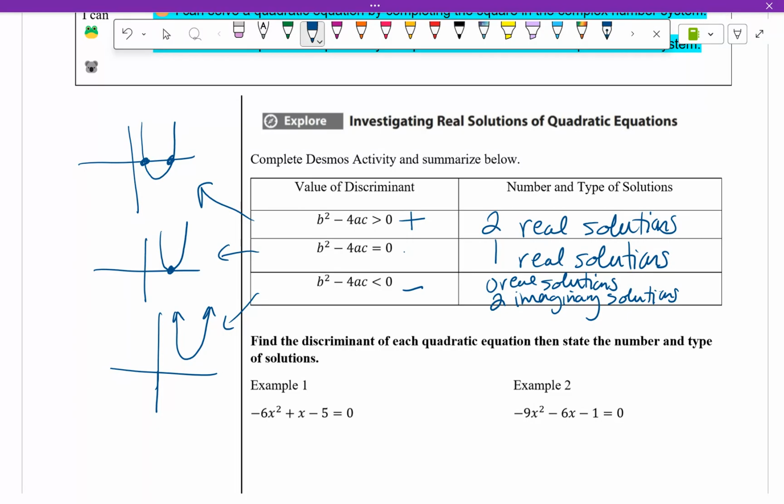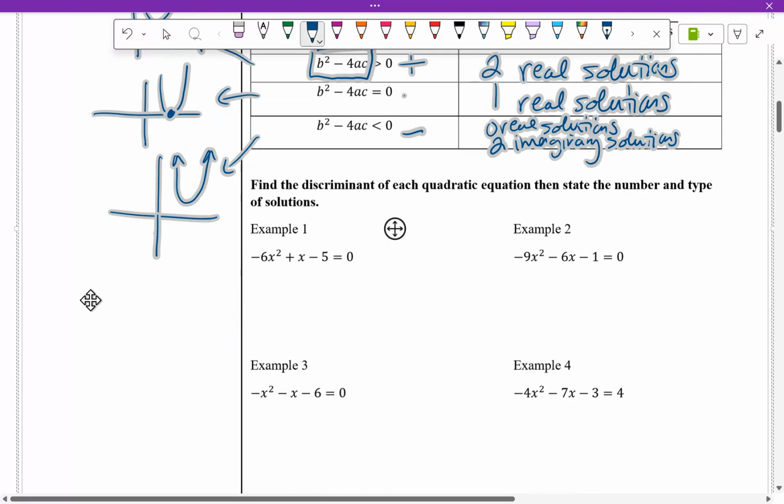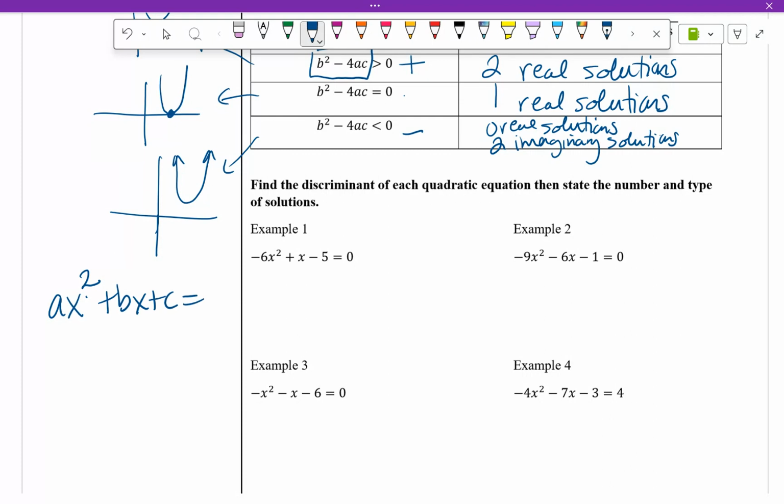Okay, so we are going to use this little formula, and then determine if our number is positive, equal to 0, or negative. And that will tell us the number and type of solutions. Before we do that, let's talk about the structure of a quadratic. A quadratic, and we've written it down earlier this week, is ax squared plus bx plus c equals 0.